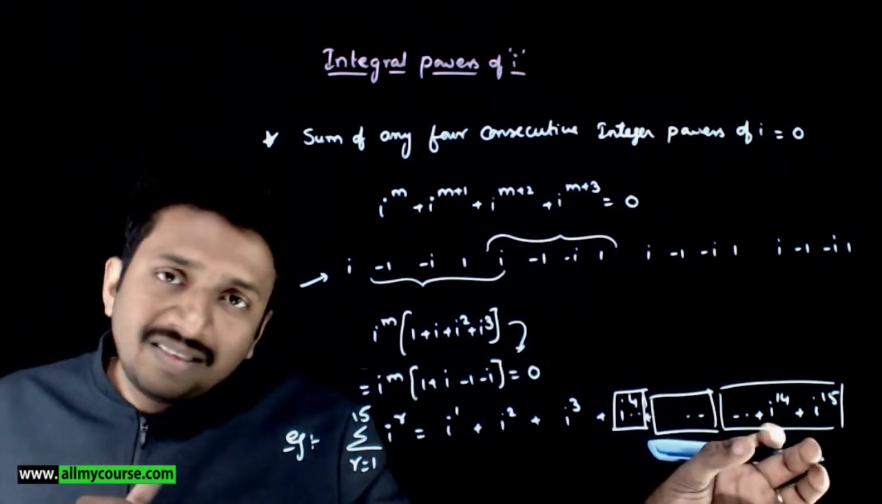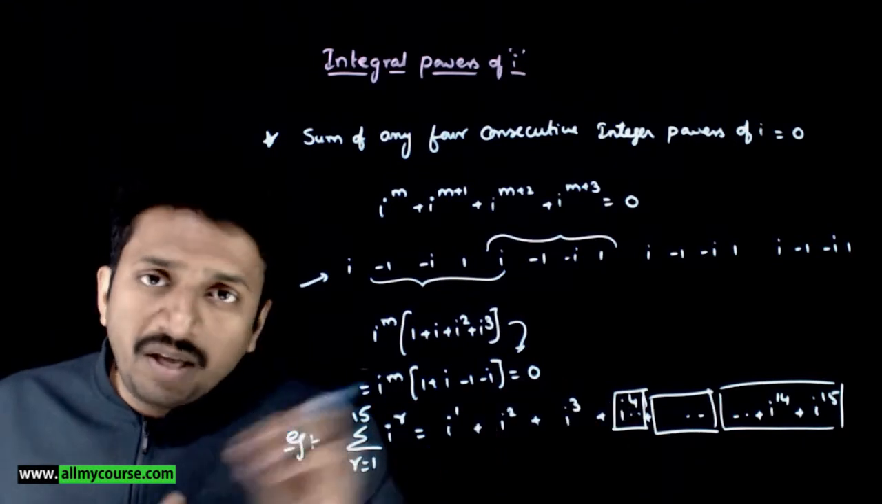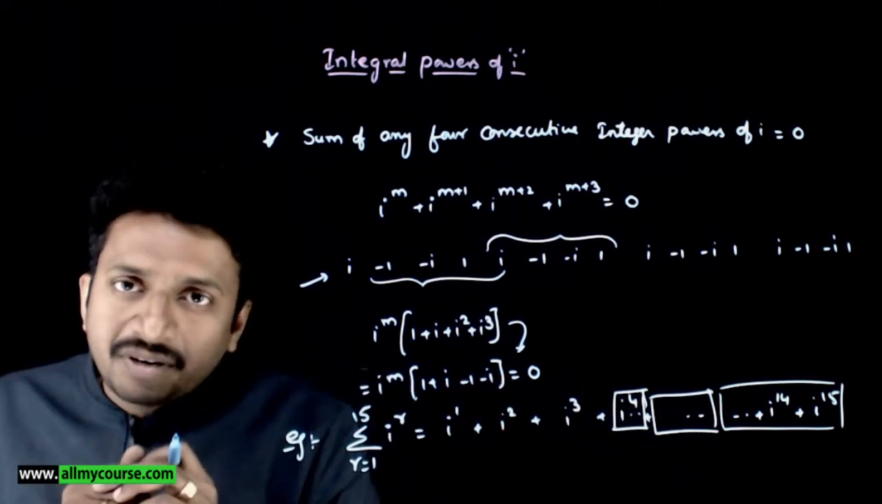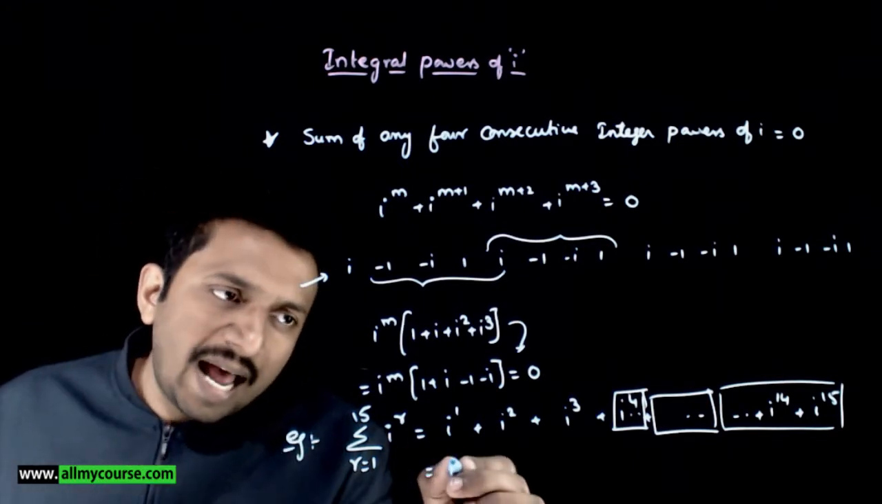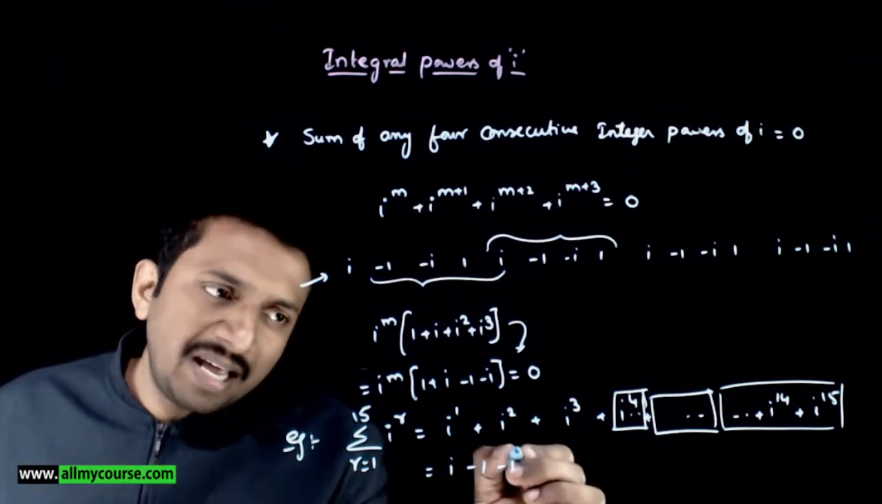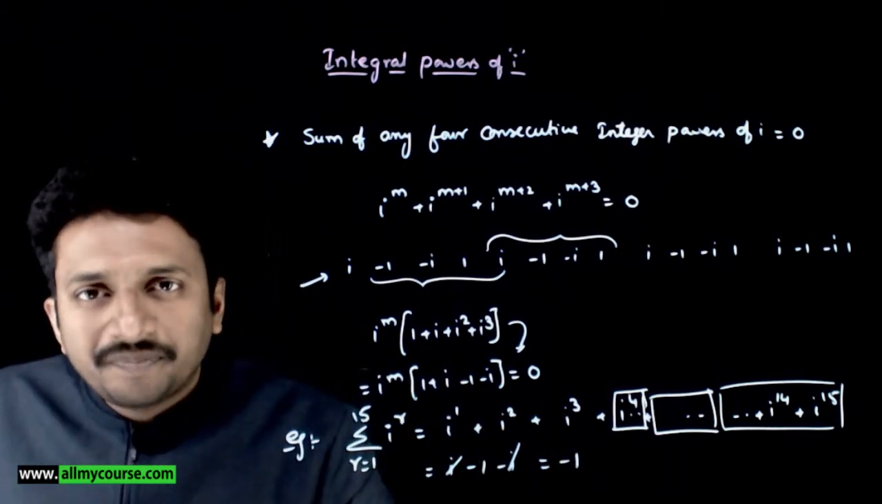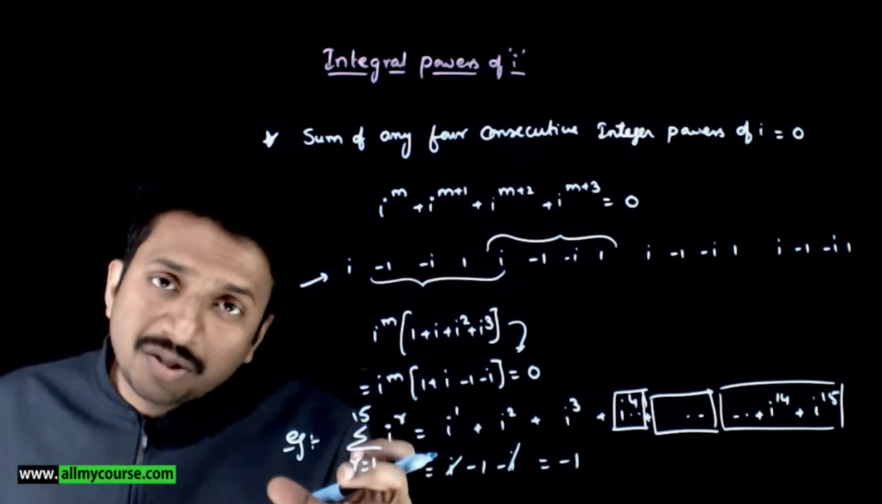So obviously this will be equal to 0, this will be equal to 0, this will be equal to 0. These are the left out things. So you get i minus 1 minus i, this and this gets cancelled. So the answer is equal to minus 1. So I hope you have understood what we're doing.